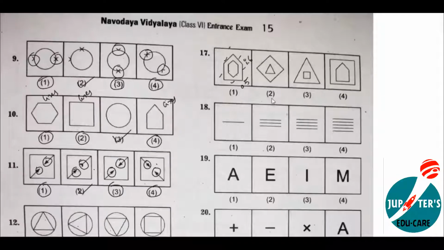In option 2, outside 1, 2, 3, 4. Outside is 4 sides, inside 1, 2, 3. Inside 3 sides. In option 3, outside 1, 2, 3. Outside is 3 sides, inside 1, 2, 3, 4. Inside 4 sides. In option 4, outside 1, 2, 3, 4. 4 sides we have. Inside 1, 2, 3, 4, 5. 5 sides.